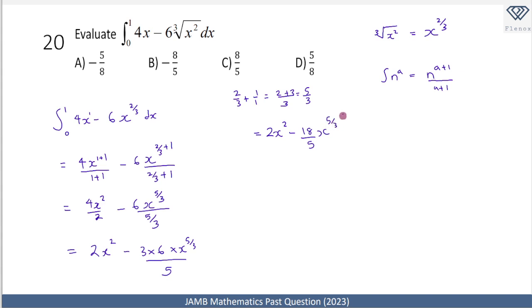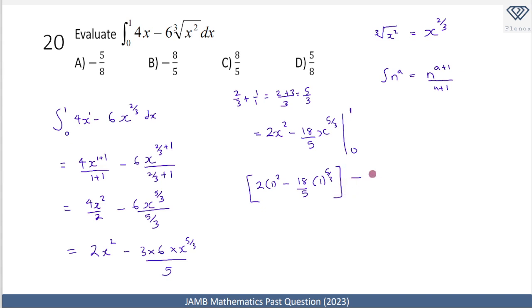Now we're told that the limit is from 1 to 0. What does this mean? It means we substitute the value of x as 1 here, then we substitute the value of x as 0, and we subtract them from each other. So let's do the upper limit. We substitute x as 1, so that becomes 2 times 1 squared minus 18 over 5 times 1 raised to the power 5 over 3. That is the upper limit.